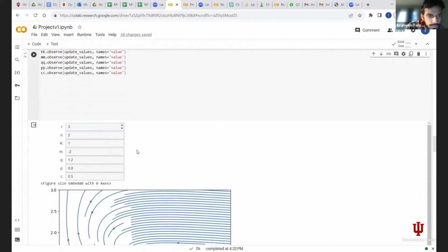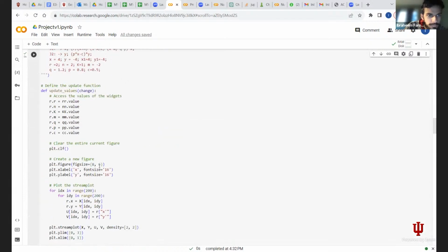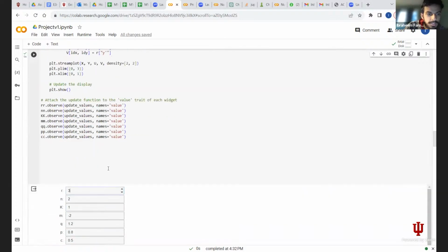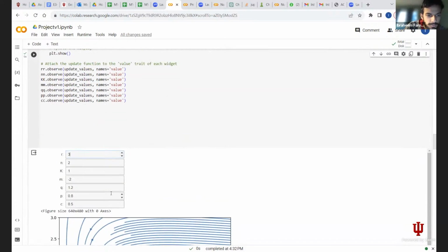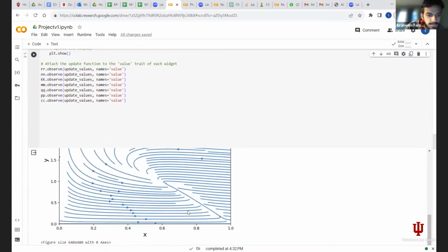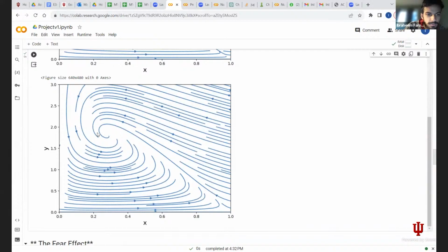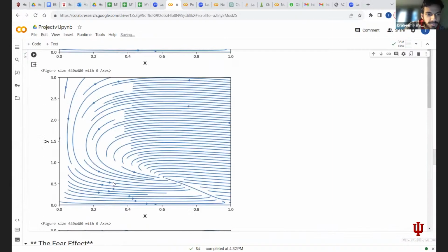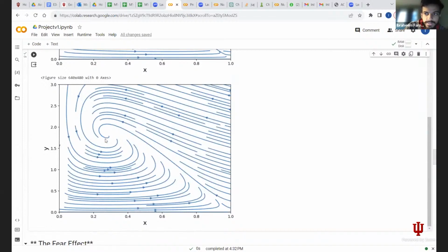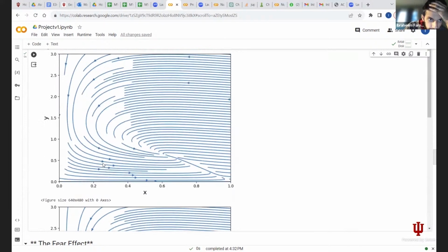And if we change P and C, those are predator related parameters. So if we change P, we basically just see a higher predator concentration. That one makes sense because this is the effectiveness of predators at eating food. So if we increase the predator effectiveness at eating food, their population equilibrium will increase.